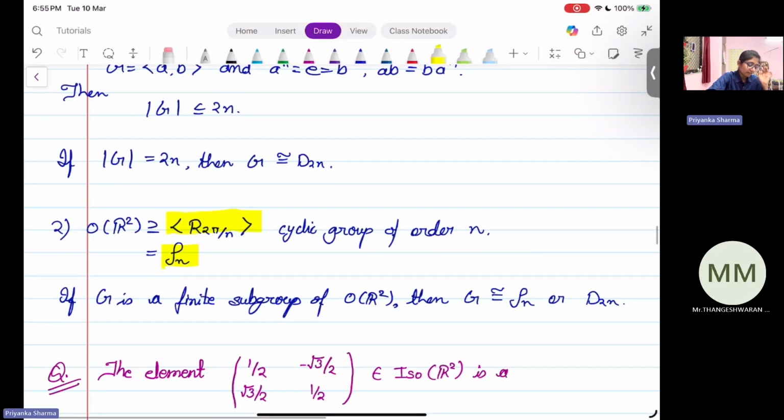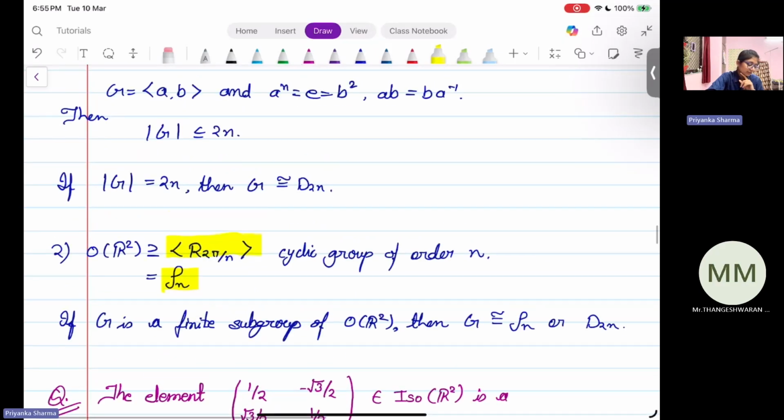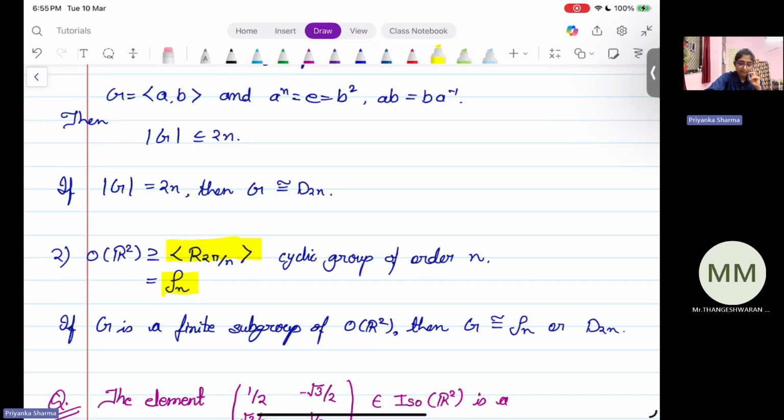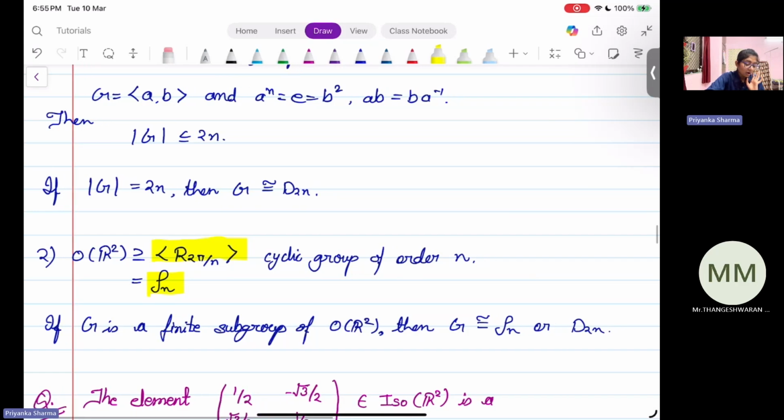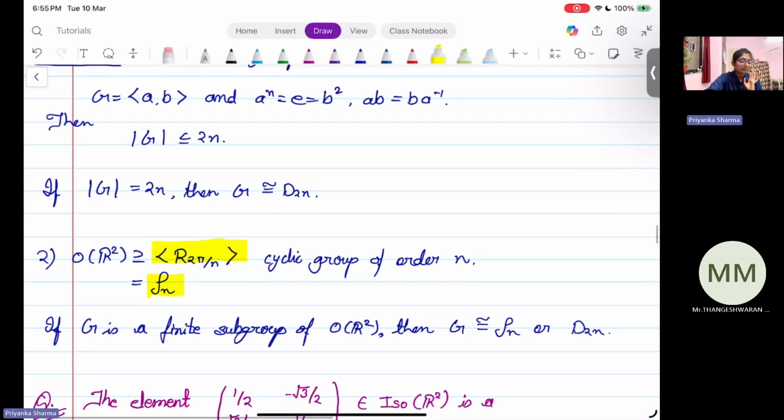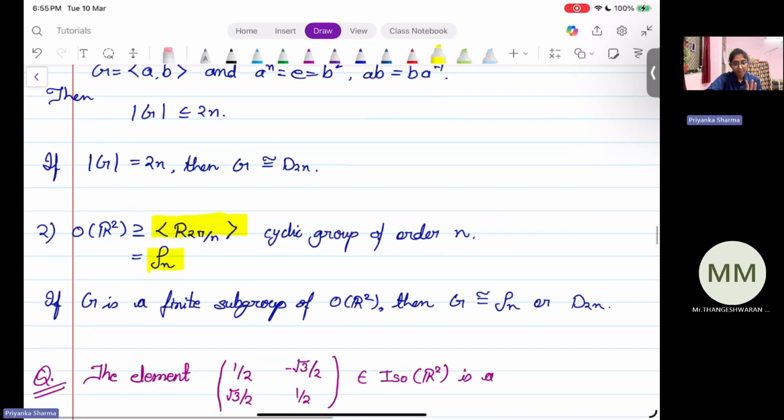Whenever we have a finite subgroup of O(R²), then that will be either the cyclic group of order n, which is generated by a rotation, or we will have a dihedral group. Other than these two cases, we cannot have a finite subgroup of O(R²).